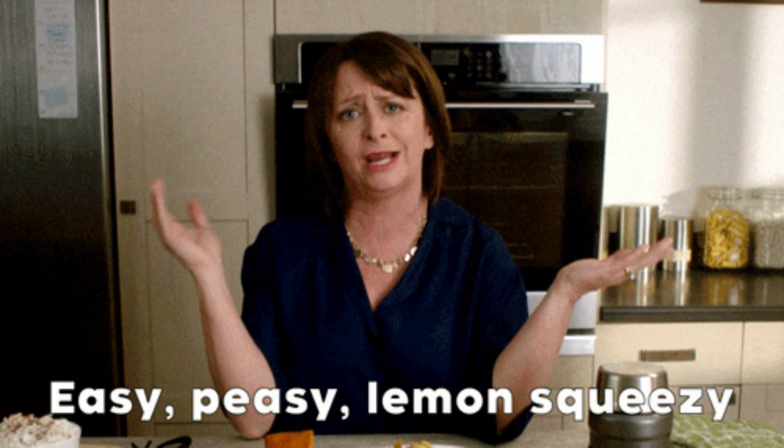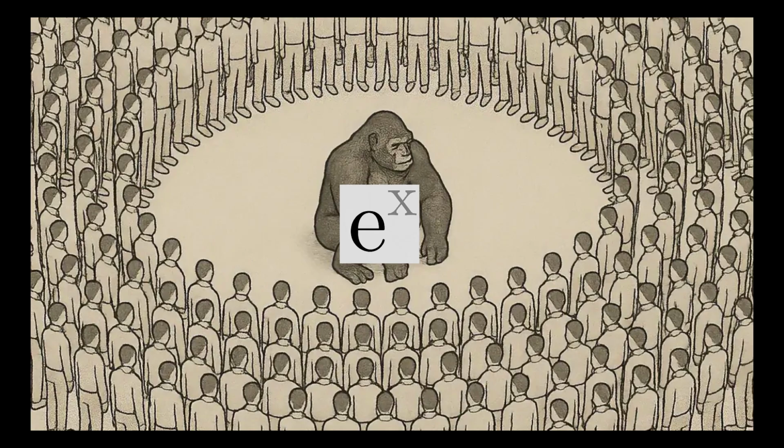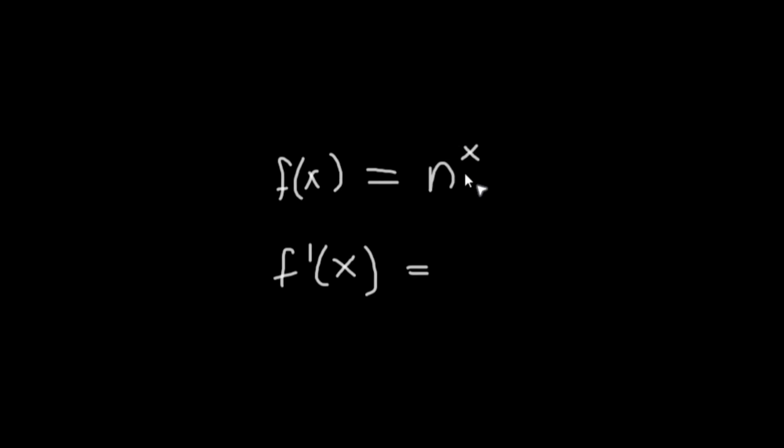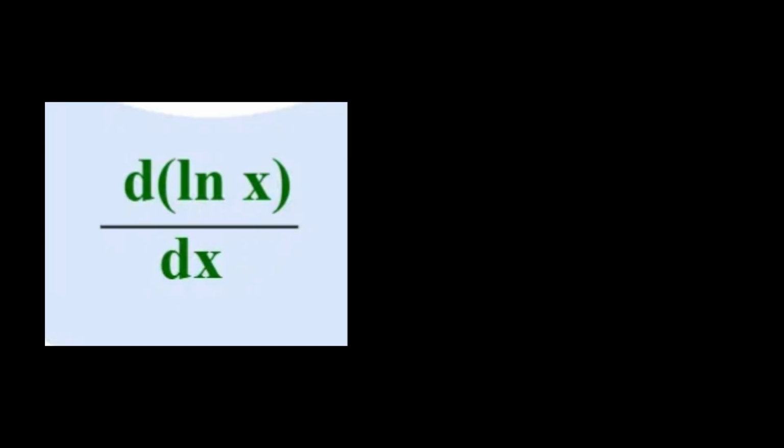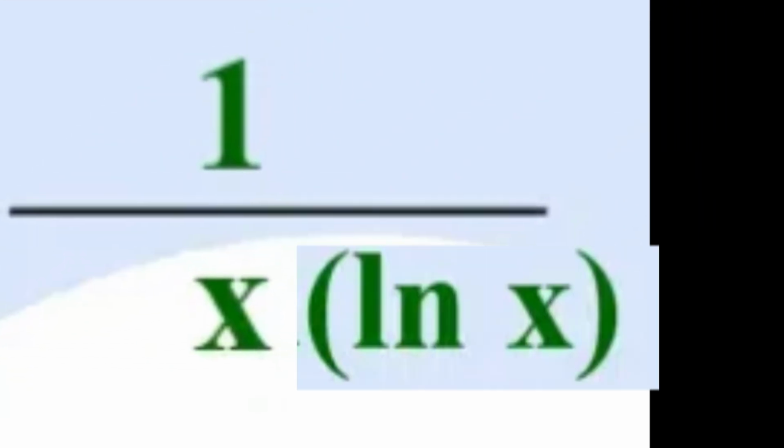First, the easy ones. The slope of any constant is 0. E to the power of x is just e to the power of x. Wow. Any other base to the power of x is just that times the natural log of the base. Speaking of logs, the derivative of natural log of x is 1 over x, and if it's any other base, then it's just 1 over x times the natural log of that base.